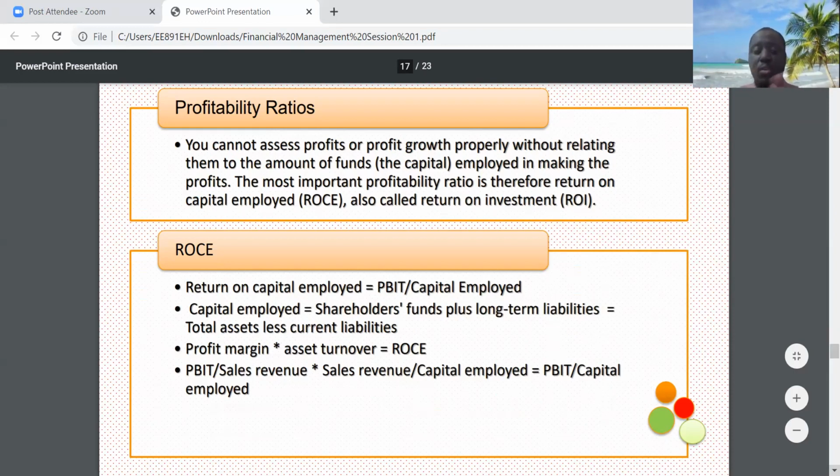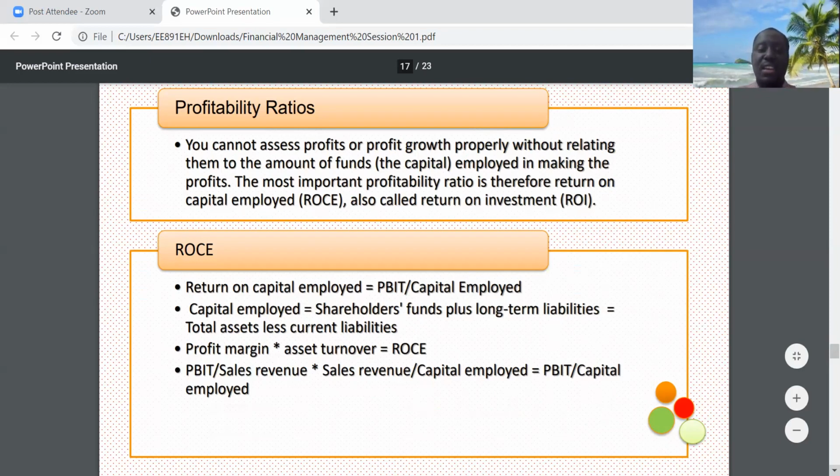To calculate ROC, there's also another twist to the formula that you can use, and that's the beauty of ratios. Your return on capital employed is simply your profit margin times your asset turnover. Basically, what is your profit margin? Your profit margin is your profit divided by your sales revenue. Your asset turnover is your sales revenue divided by your capital employed.